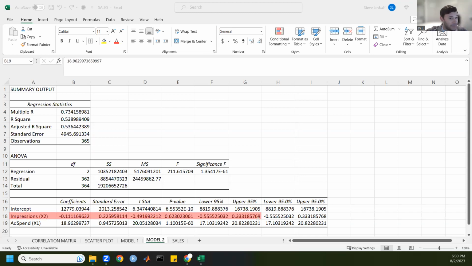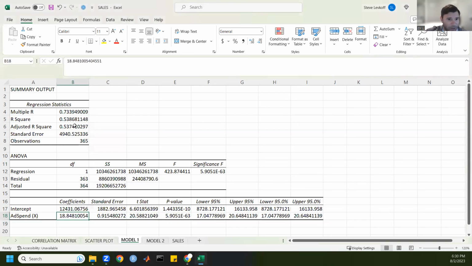Okay, that being said, you may note that our R squared is a little bit higher than what it was in the previous model. Okay, the R squared is at 0.5389. And if we look at the R squared in the model where we only had a single variable, it was a little bit lower, 0.5386, right? For the case where we only had one X variable.